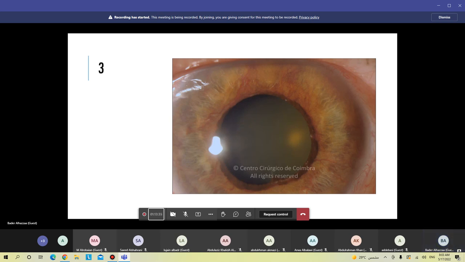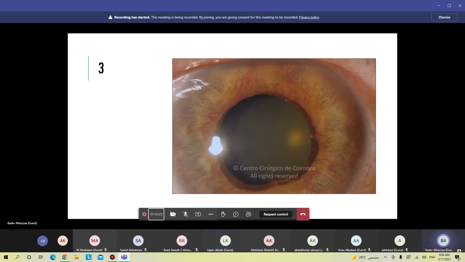Anybody else know this? You mentioned it in the examination. Pupil exam. Yes, Lujain, you mentioned pupil exam. What will you see? If there is a relative afferent pupillary defect. Let's say there is synechia in this eye, how can you assess the APD? If the pupil is not moving because there is synechia, or the pupil is ischemic, we can see at least a reaction of the pupil if there is.